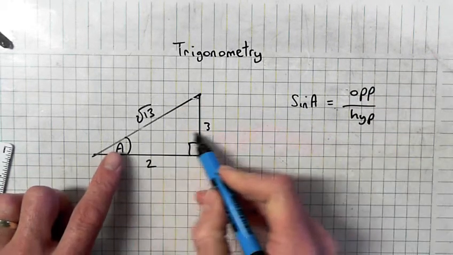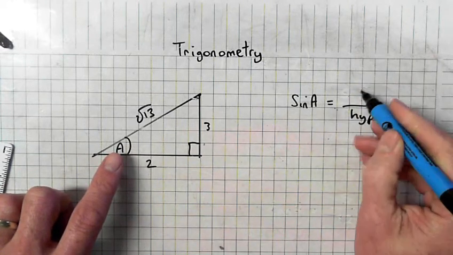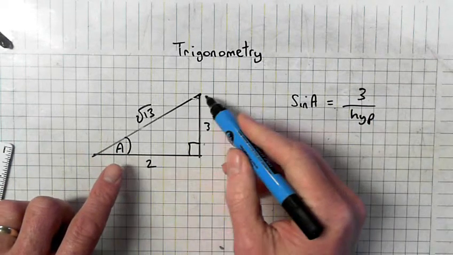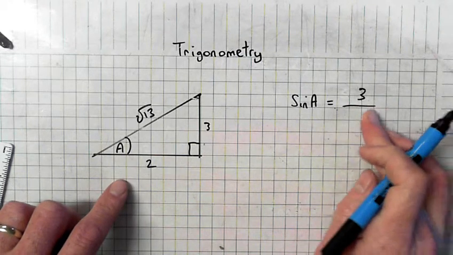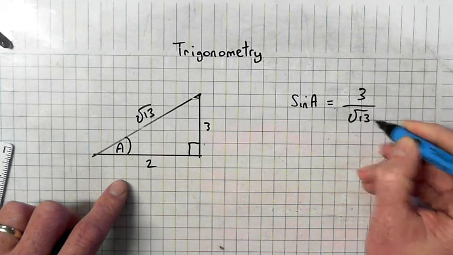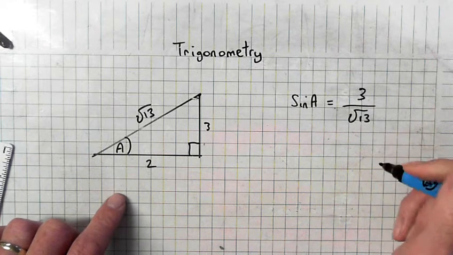So the opposite side is this one. That's 3 over hypotenuse, the longest side, square root of 13. That's it. Easier than it looks, isn't it?